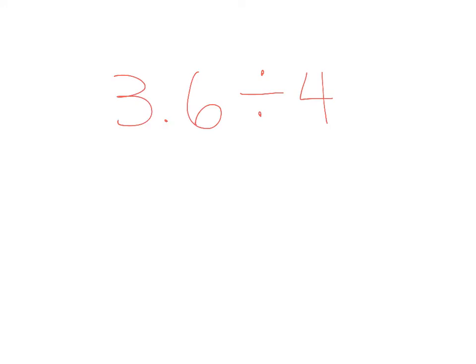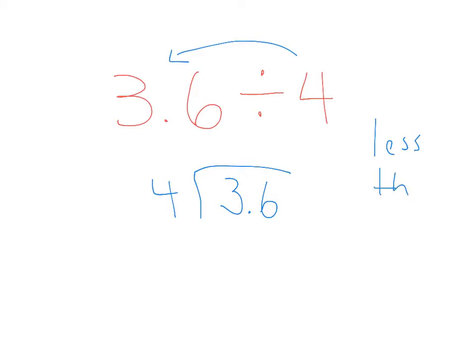Same sort of rule here. 3.6 goes under that decimal house. That's what I like to call that thing, because that's what I'm dividing into. 4 is the number I'm dividing by. How many times does 4 go into 3.6? Well, it doesn't quite go in, so my answer is going to be less than 1, but not by much. It's going to be less than 1.